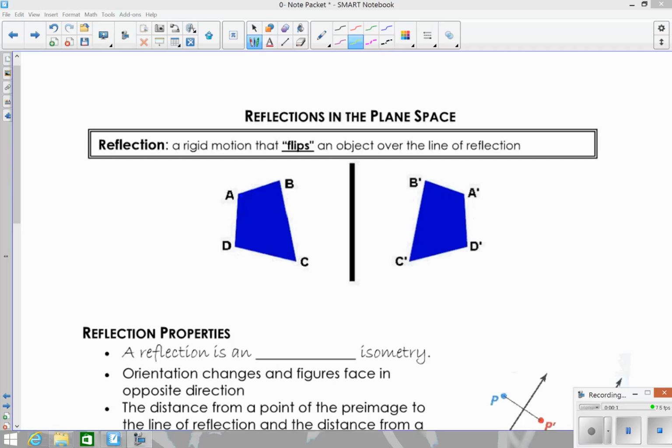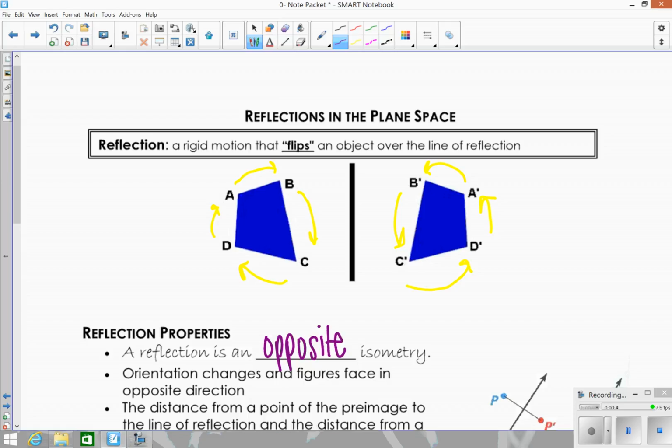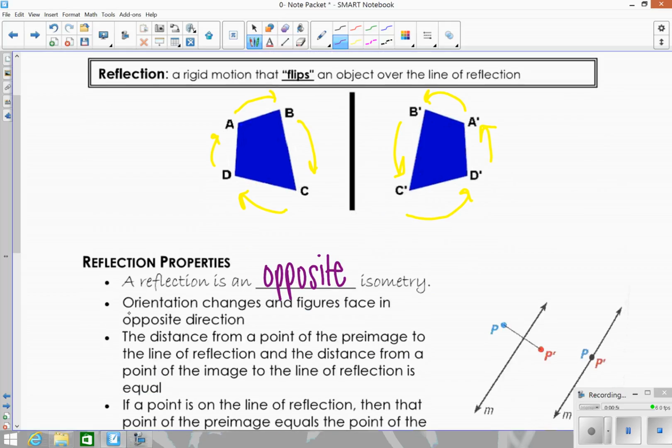When we talk about reflections, one of the properties is that a reflection is always going to be an opposite isometry. The reason is that if you look at the orientation, or the order of the letters, here I'm going to put my arrows on in alphabetical order, and do the same thing on this side. See how the direction of my arrows is changing? That tells me that the orientation is changing, which means this is an opposite isometry. And isometry, remember, means same shape, same size after you do the reflection. It doesn't change anything. So reflections are the only type of transformation where the orientation changes, the order of the letters, and that's because the figures face in an opposite direction.